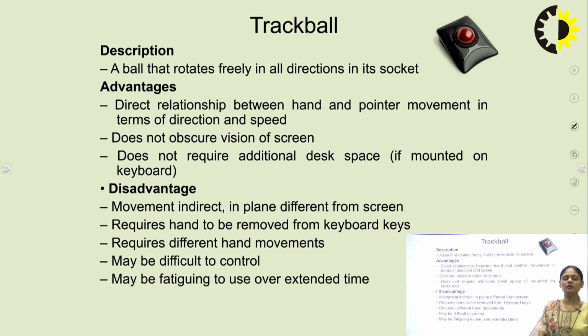It requires the hand to be removed from the keyboard keys, because whenever our hands are on the keyboard, we need to remove the hands from the keys and then touch the trackball. So it requires some amount of time. This is one of the disadvantages. It may sometimes be difficult to control, and it requires different hand movements. All these are the disadvantages of the trackball.